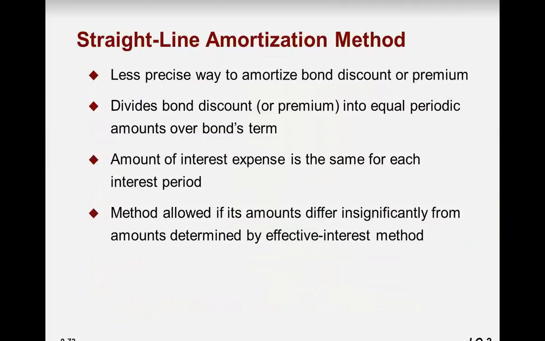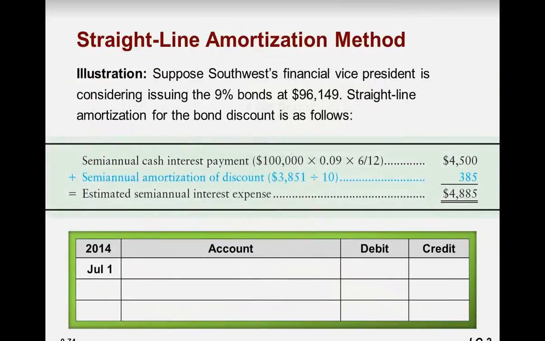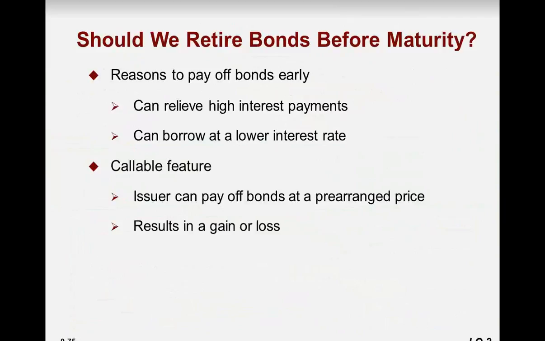Back to the old question: is it material? Would it make a difference to our decision makers or to the investors if they paid more or less interest on an annual basis, or expensed more or less interest on an annual basis? So straight-line, July 1st, it will be that every time.